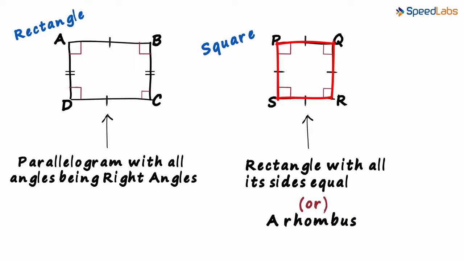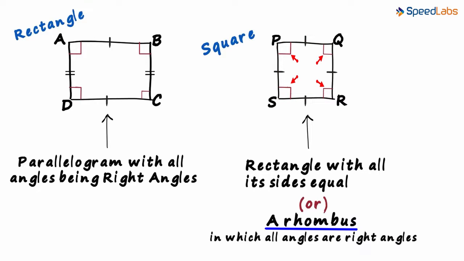But how is the square different from a normal rhombus? It is a rhombus in which all angles are right angles. Next, we will review all the types of quadrilaterals and how they are related to each other.